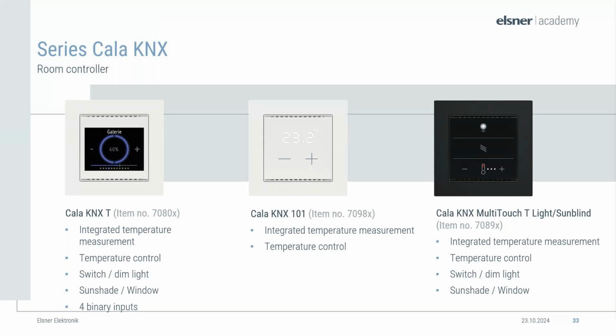Also, you can control the sunshade with the Color KNX Multi-Touch, or switch or dim a light. You don't have 7-segment digits, but you have different LEDs that indicate the heating. How much the set point is raised when one LED is lighting can be configured via the ETS.